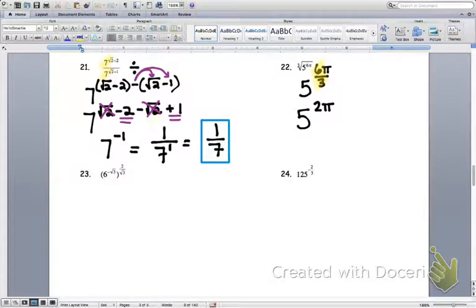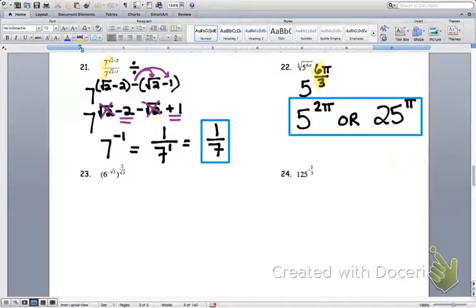I would take this as a solution, but there's also another way we can write this. We can actually do 5 squared. So we can get 5 to the second power is 25, and then pi stays in the exponent. So I'm okay with either of these two.